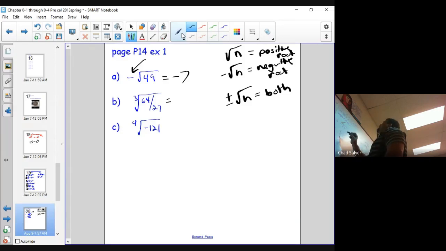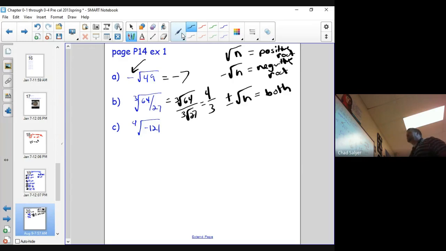So we're going to use some of those properties of roots, and we're going to break this up into the third root of 64 over the third root of 27. The third root of 64 is 4, and the third root of 27 is 3. So this is positive 4/3.